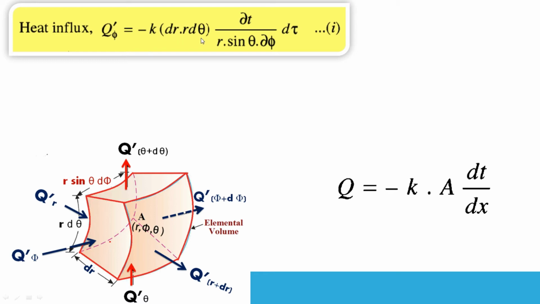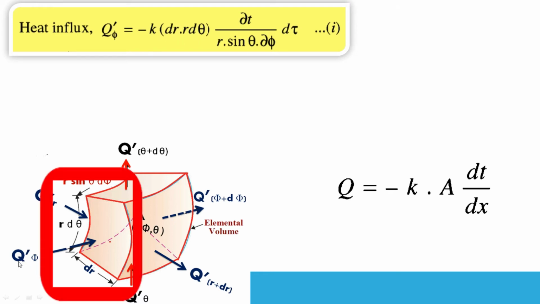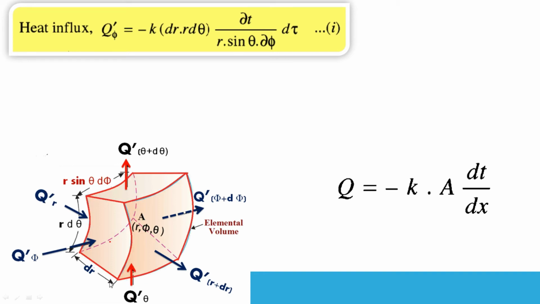Here we are considering the area which is perpendicular to the direction of heat flow. So our direction is Q' phi, or del by del phi. The perpendicular area is r d theta into dr, and the thickness is r sin theta into d phi, in dT by dx, where dT is the temperature difference and dx in the Fourier equation means thickness. So our thickness is r sin theta d phi. Here it is a function of time, so we consider d tau. It is called equation 1.